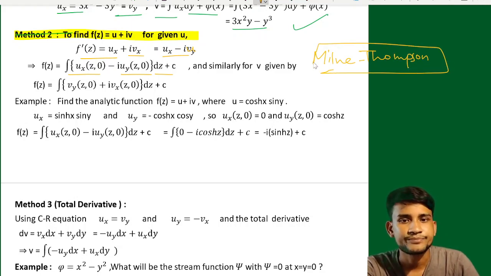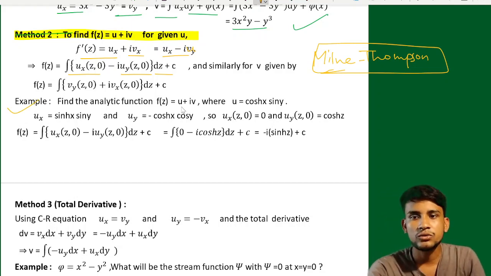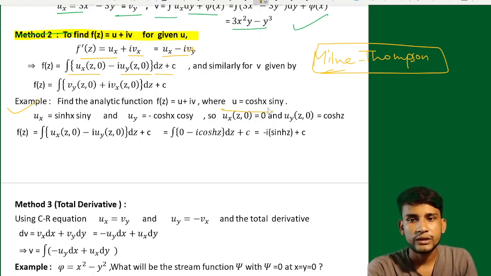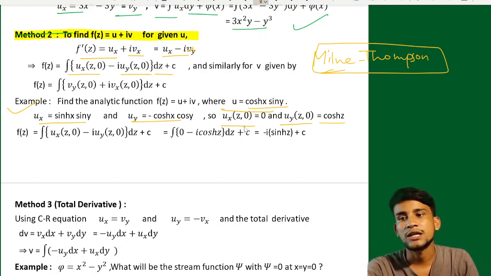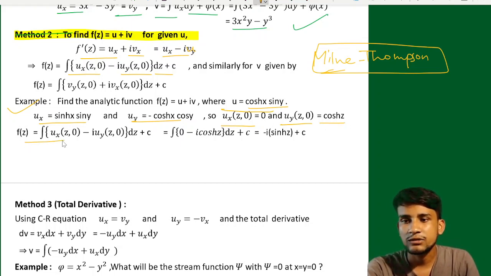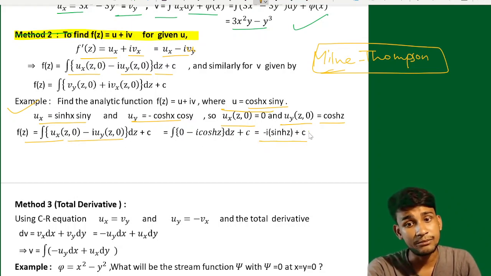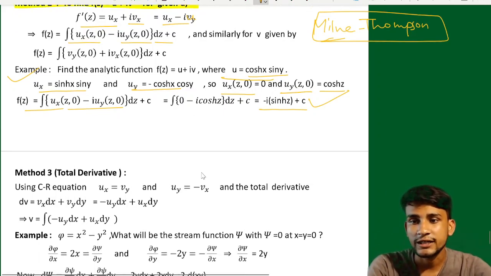Milne-Thomson method. Now for example, find the analytic function f equal to u plus iota v, where u equal to cos hyperbolic x and sin y. Find the value of ux and uy: ux equal to sin hyperbolic x sin y, and ux(z, 0) equal to 0 and uy(z, 0) equal to cos hyperbolic z. Therefore f(z), just putting the values in the formula above, we get minus iota sin hyperbolic z plus constant. So this is the example.